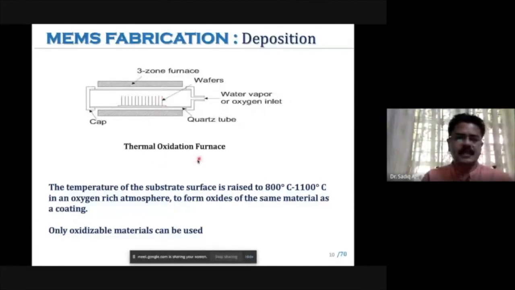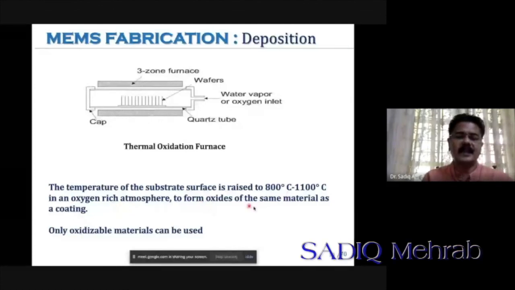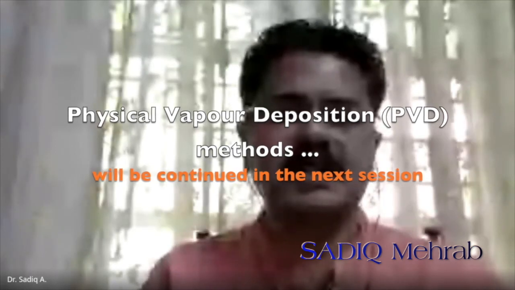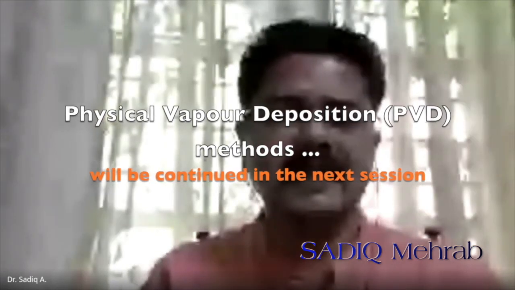So in thermal oxidation, the temperature of the substrate surface is raised to around 800 to 1100 degrees Celsius in an oxygen-rich atmosphere to form oxides of the same material as a coating. The property is that only oxidizable materials can be used for developing the deposit in this process. We will see physical vapor deposition and the further fabrication methods in the next class.